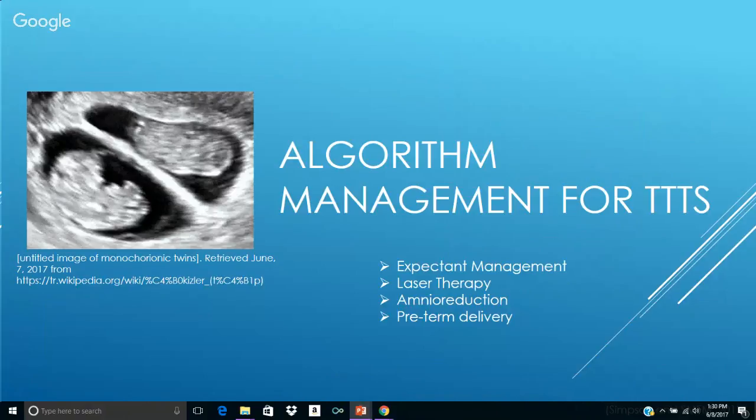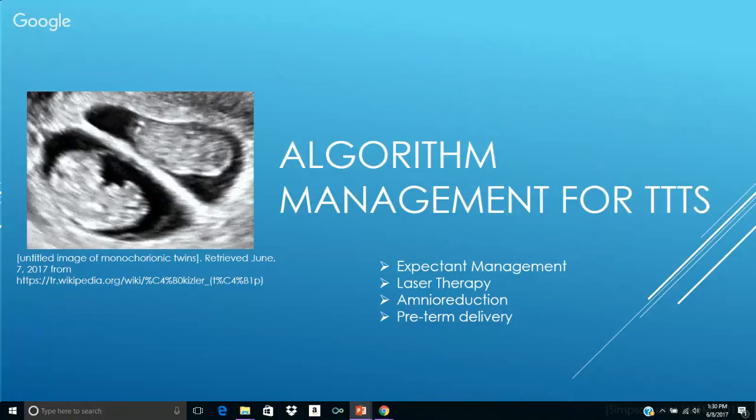Once these twins hit the 16 through 25 and 5-day week mark in the pregnancy, in the second trimester, and if the twins reach stages 2 through 4, this would indicate that laser therapy is recommended. What this would do is a laser would actually cut off some of the placental anastomoses and create a more equal branching, a more equal blood sharing between the twins.